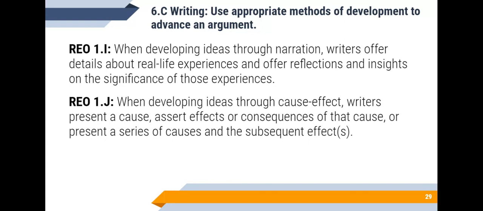For 1.J, when developing ideas through cause and effect, writers present a cause, assert the effects or consequences of that cause, or present the series of causes and the subsequent effect. So the first part there is saying, here's the cause and this will be the effect. You're going to say, here's the outcome, or say, look, we're on our way to this outcome. The second one says you give causes and then the subsequent effects. You show what actually happened. So the first method there asserts what's going to happen. You're telling us. The second one is, look, this cause led directly to this effect. You're showing us.